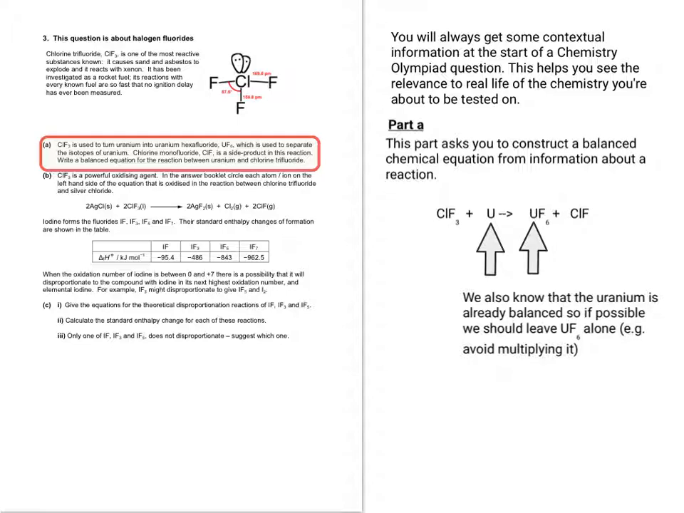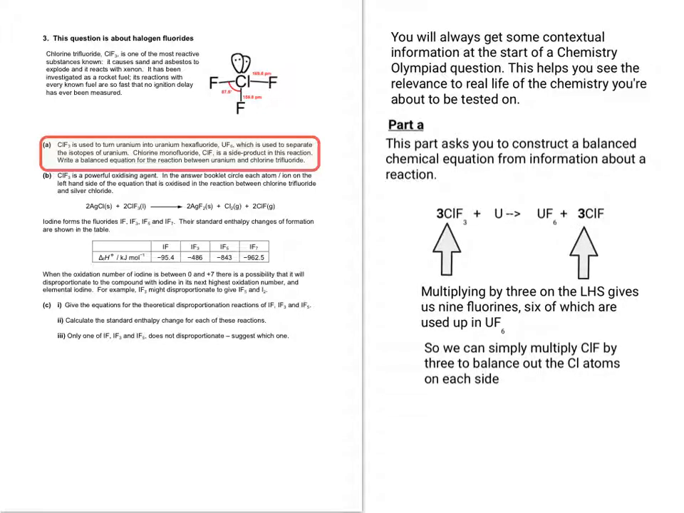So we also know that uranium is already balanced, so if we can avoid it, try not to multiply up UF6. So if we leave UF6 alone, what can we do with the other fluorines? So what we do is multiply by 3 on the left-hand side to give us 9 fluorines, 6 of which are used up in UF6, so the remaining 3 that we need can come from multiplying ClF by 3.